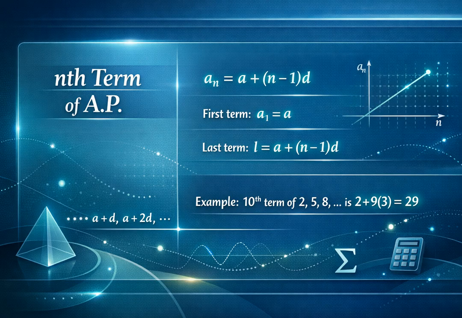The nth term of an AP is given by an equals a plus n minus 1 times d. The first term is a1 equals a. The last term, L equals a plus n minus 1 times d. For example, the 10th term of the sequence 2, 5, 8, 11 is 2 plus 9 times 3 equals 29.